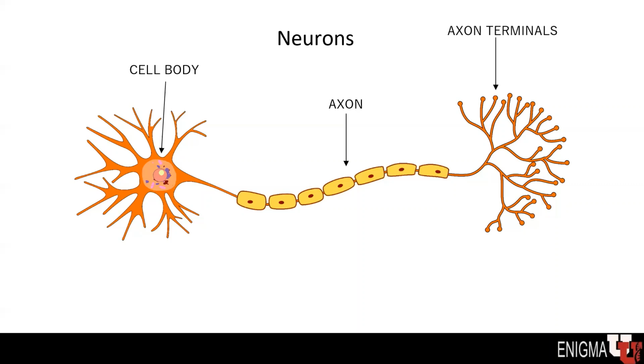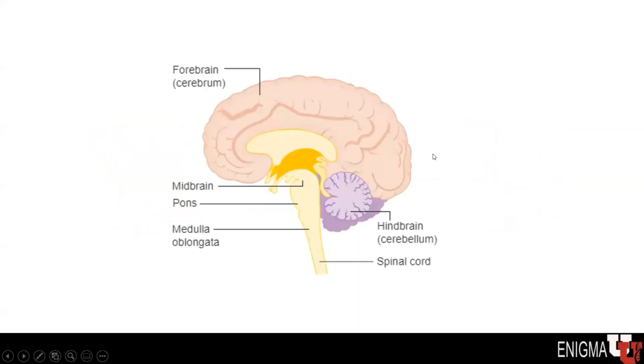Now, we have a variety of different types of neurons in our brain, but most of them are going to follow this kind of general structure. Let's zoom back out to the outside of the brain.